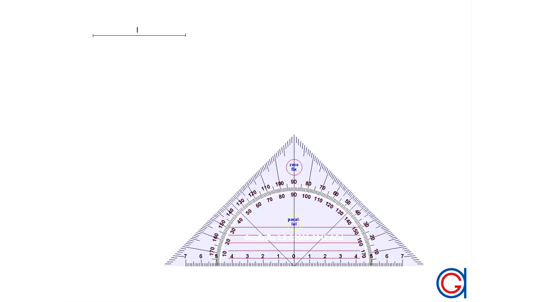Hello, today let's draw a regular octagon given the length of one of its sides L. The first thing we are going to do is to draw a horizontal straight line at the bottom of our screen. On this line we will mark a point A, which will be the first vertex of our octagon.